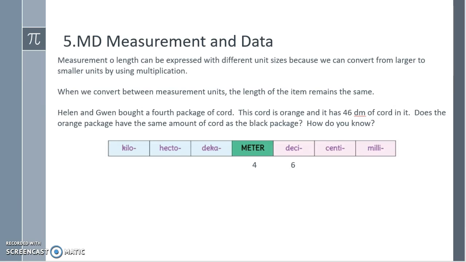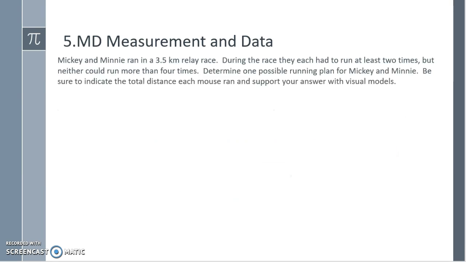Here I have 4.6 meters, and I also have 46 decimeters. Therefore, 4.6 meters is 10 times greater than 46 decimeters, but 4 and 6/10 meters is equivalent to 46 decimeters because if we look at the place value chart, they're in the exact same location, just named differently.